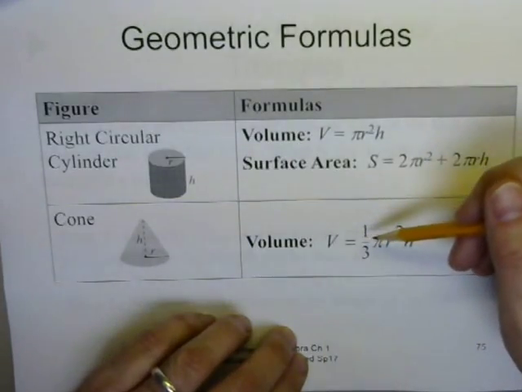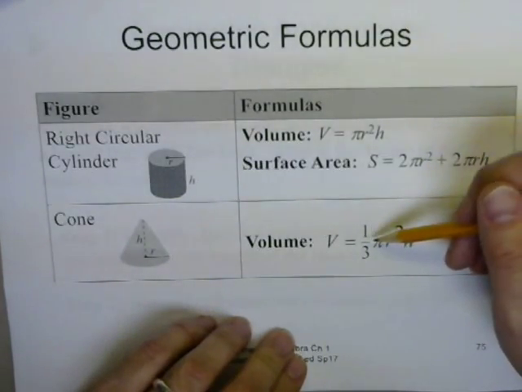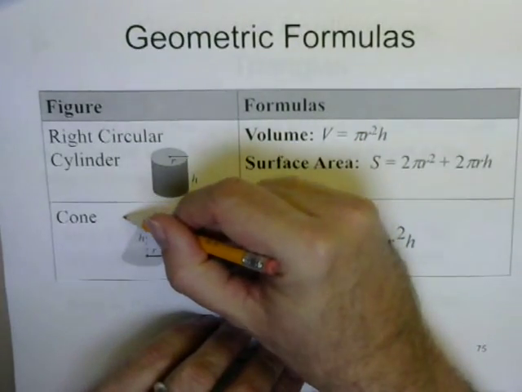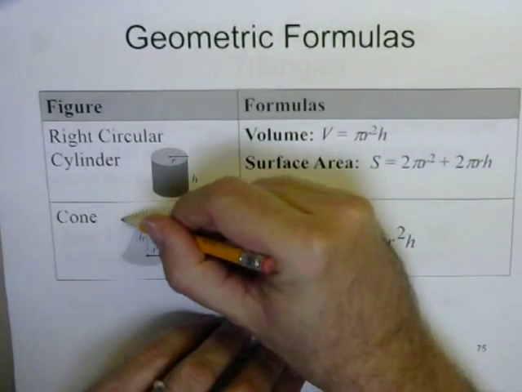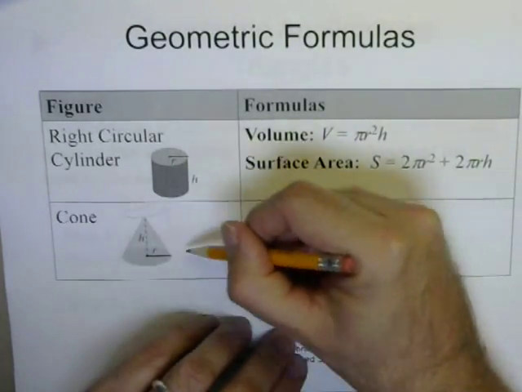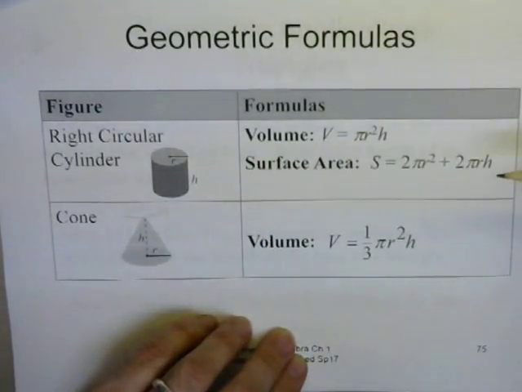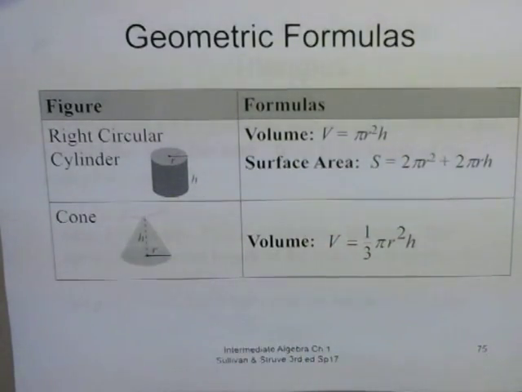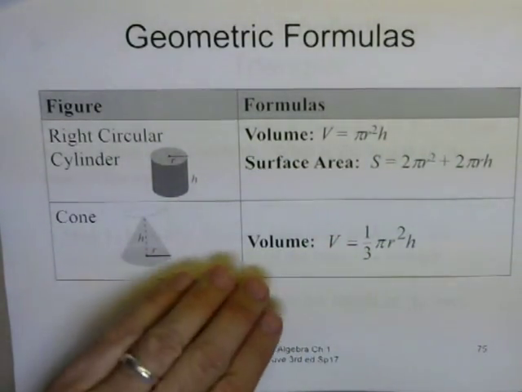And then the volume of a cone is basically 1/3 the volume of a corresponding cylinder. So if you were to make a cylinder out of this cone, the volume of the cone would be about 1/3 the volume of the corresponding cylinder. And there's no easy formula for the surface area of a cone, so we won't really worry about that.